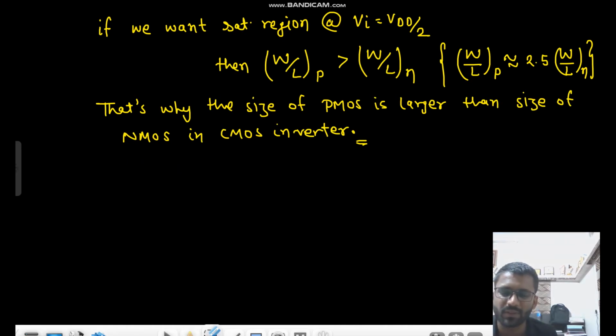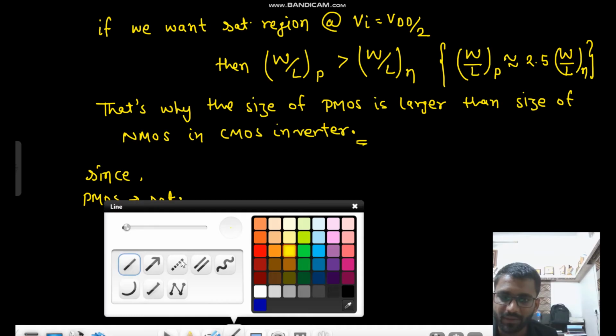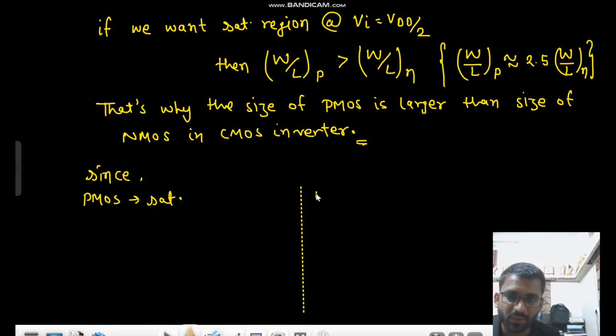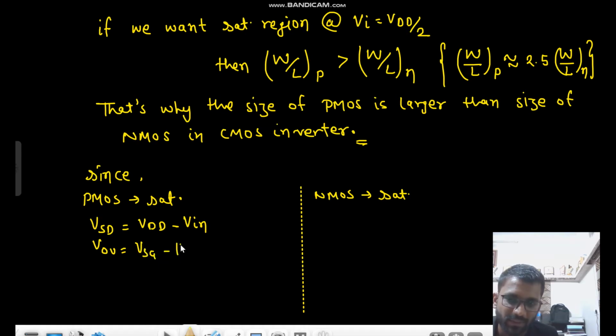Now we will write it later on. So since PMOS is in saturation region, okay, and NMOS is also in saturation region. Okay. So for PMOS, what is VSD? VSD for PMOS is VDD minus V naught, and what is V overdrive? That is VSG minus mod of VTP. And what is VSG? VDD minus V in minus mod of VTP.